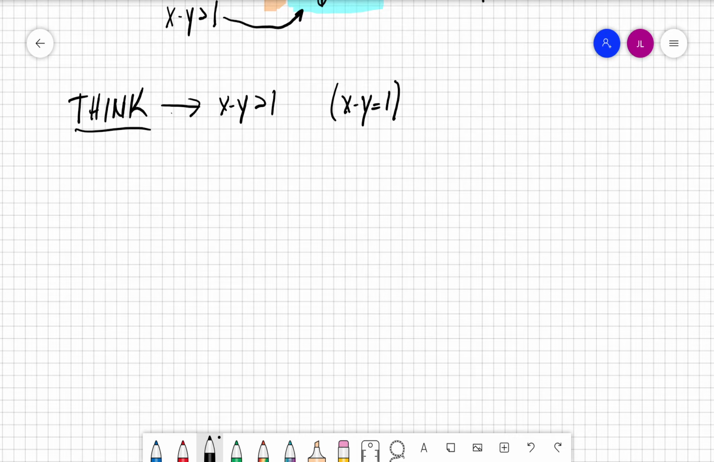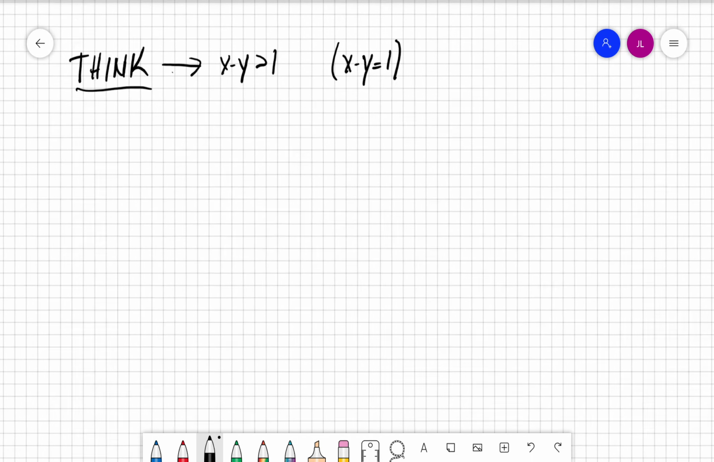Once we graph this line, we want to make a test. We want to pick a point on one side or the other of the line and see whether that point makes the inequality true or false. If it makes it true, then that whole side of the line is our answer. If it's false, then the other side of the line is the answer. So let's think of this.